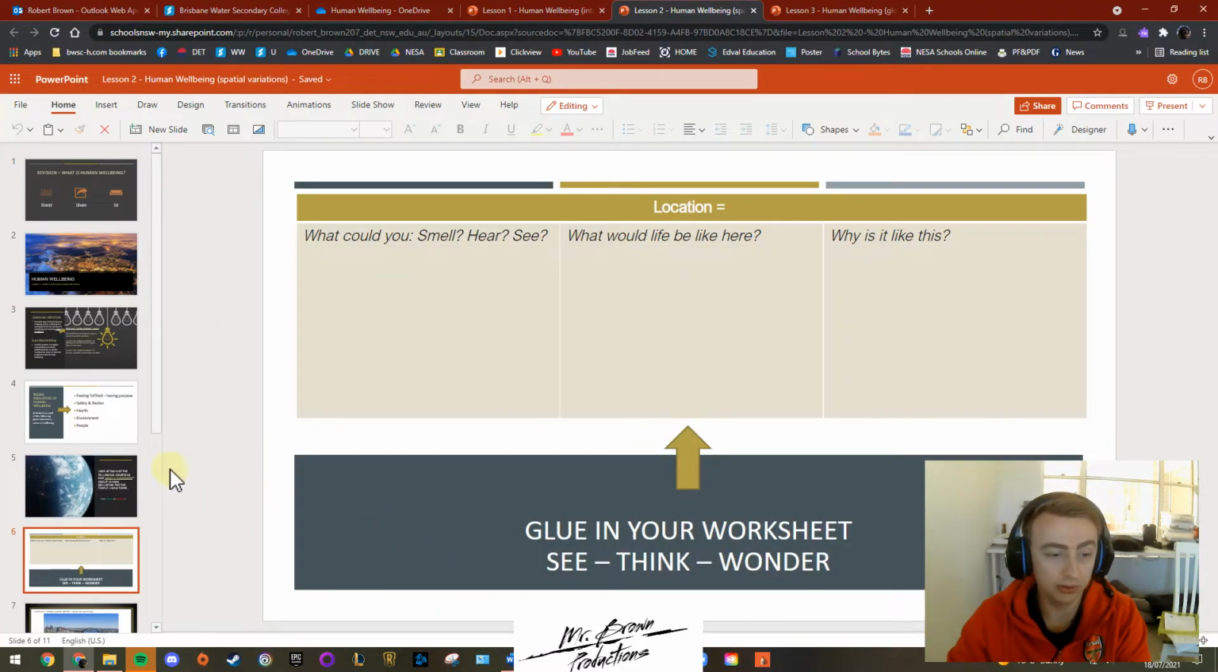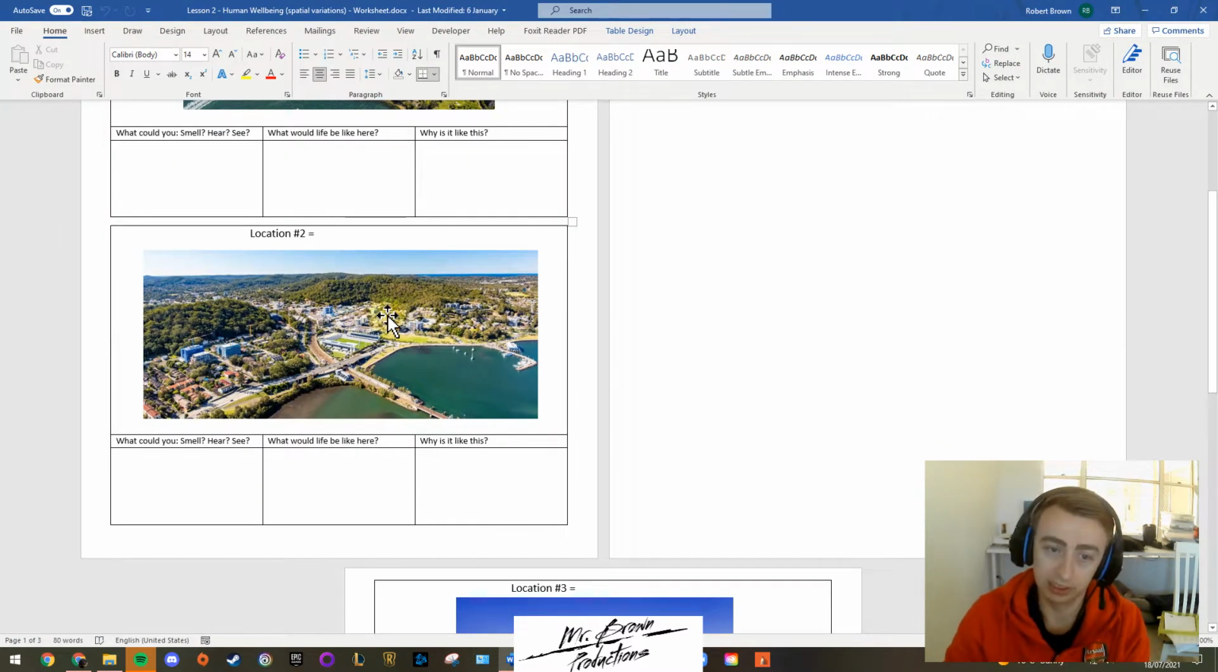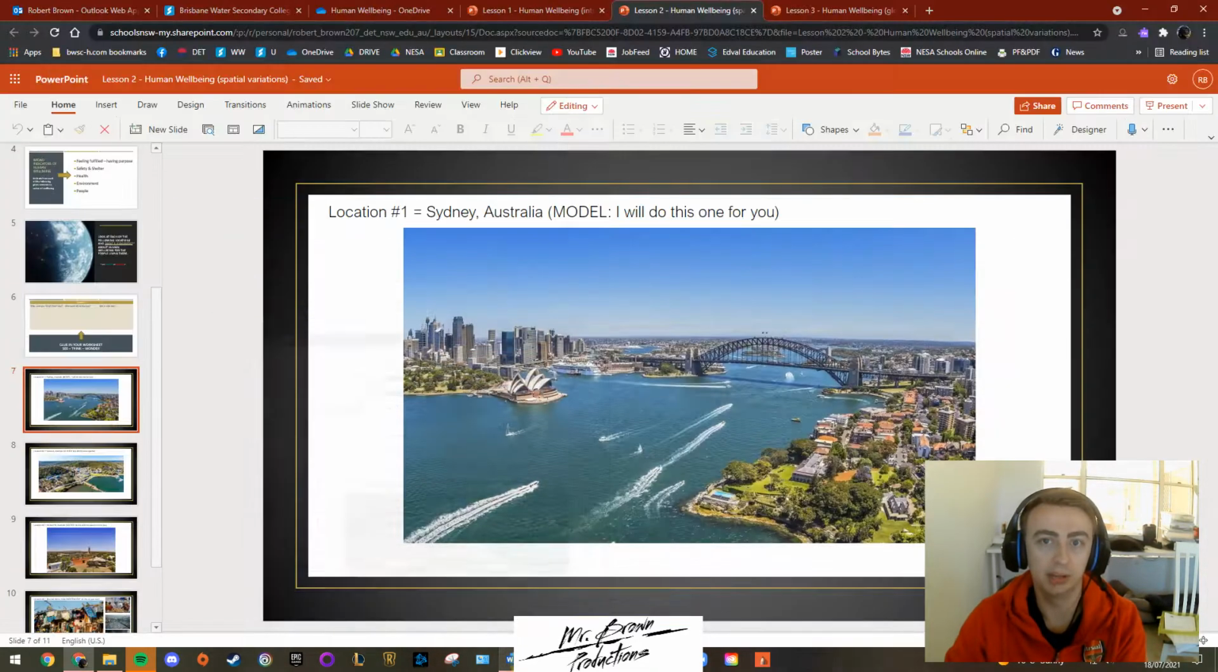So I'm going to do the first one for you. So once you've glued that in, you've got your 2 page spreadsheet. Go ahead. I will also attach this document to Google Classroom. If you've got access to a printer at home and you want to print it off, that's great. But if you don't, that's also fine as well. You can draw that table into your book.